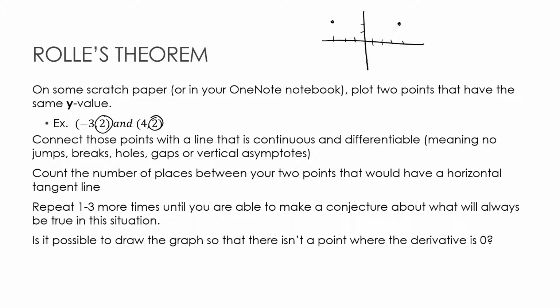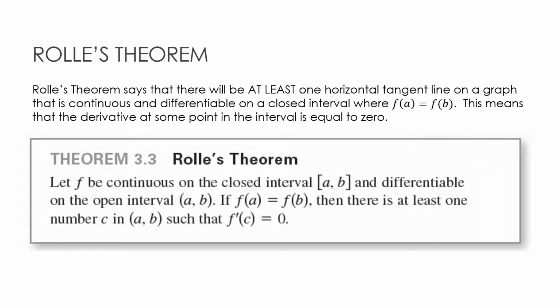So I always get the students who try to be crafty and they're like, oh yeah, well look at that. Well, guess what the slope of that line is? That slope is 0. Is there a way that I can connect those points where I don't have at some point a tangent line that would have a slope of 0? And the answer is, of course, no.